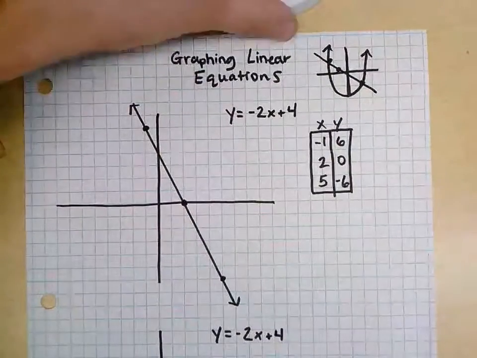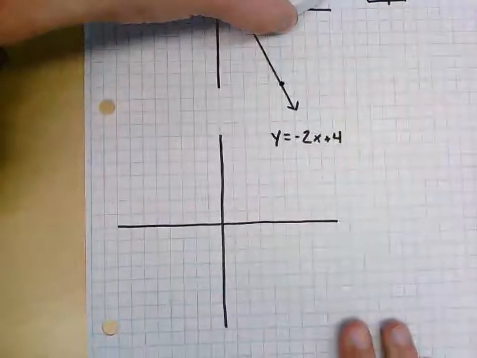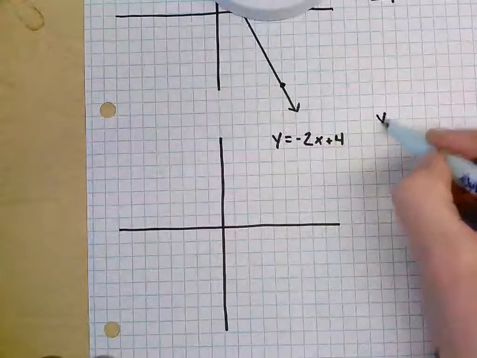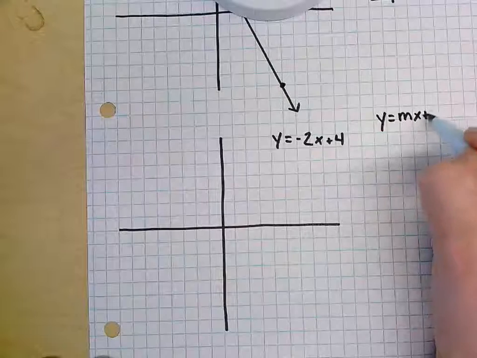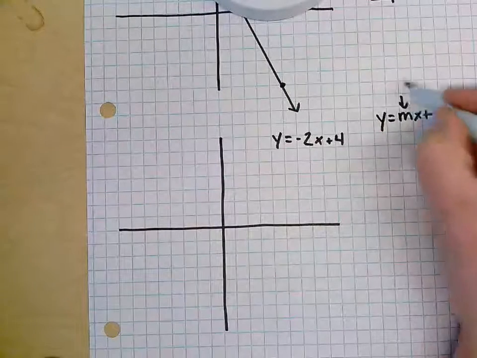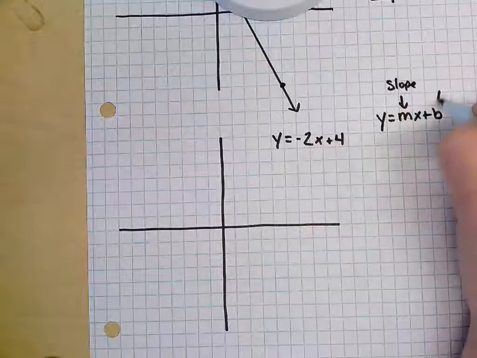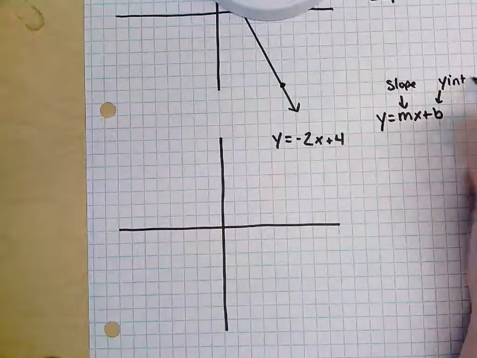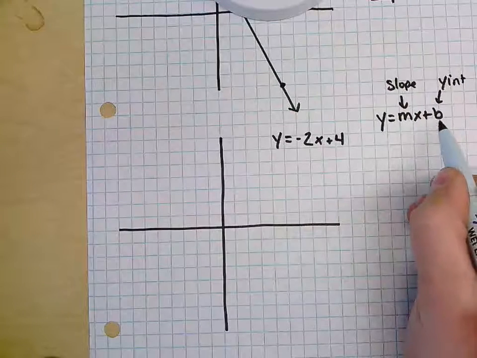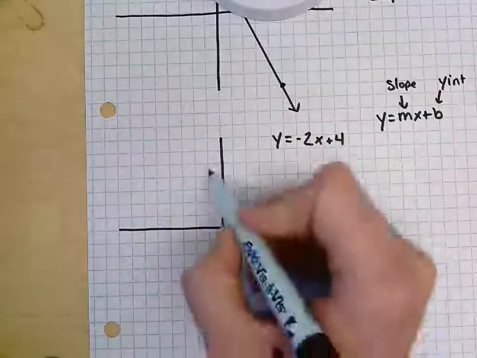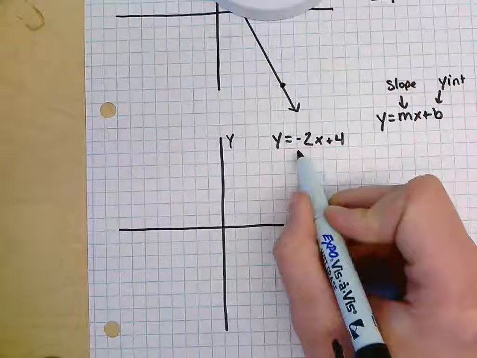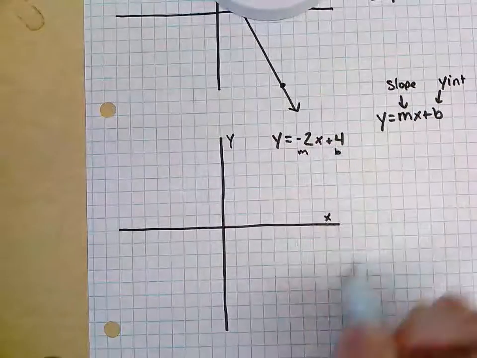The other method we can use, though, is actually a little bit faster and doesn't require a table of values. We've been working with linear equations for a little while, and we've discovered that y equals mx plus b. This is what we call our slope-intercept form. It's called slope-intercept because the m is the slope and the b is the y-intercept. Slope being the change in the rise over the run, and the y-intercept being the place on the y-axis where it crosses. So looking at this equation, we have a slope of negative 2 and a y-intercept of 4.